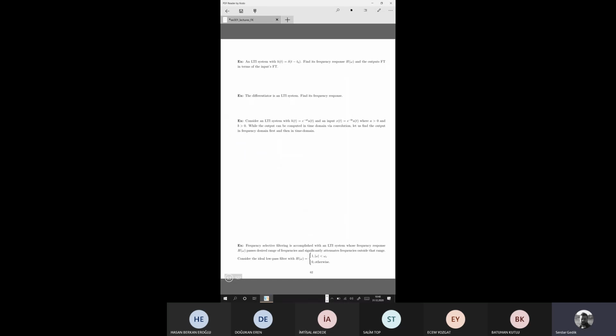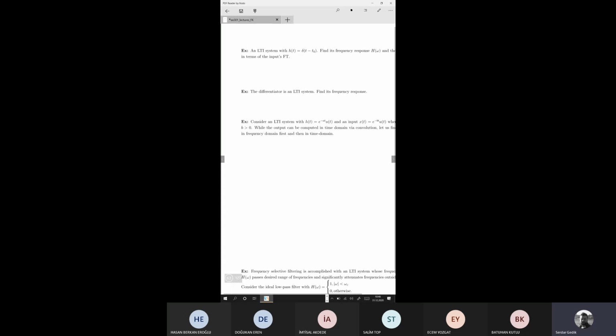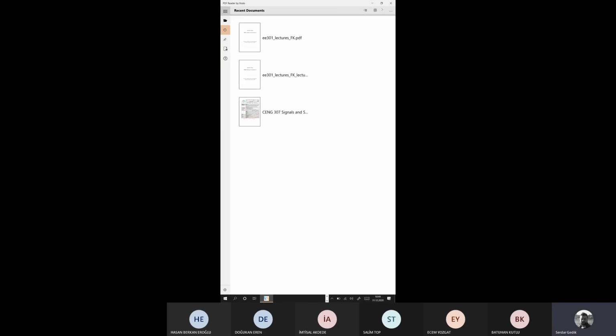Here I have an example. Let's say I have an LTI system which is defined with h of t equal to t minus t0, and find its frequency response h of omega, and the output Fourier transform in terms of the Fourier transform of the input. So that's simple. H of t is, it is simple. So let me go back and open this.